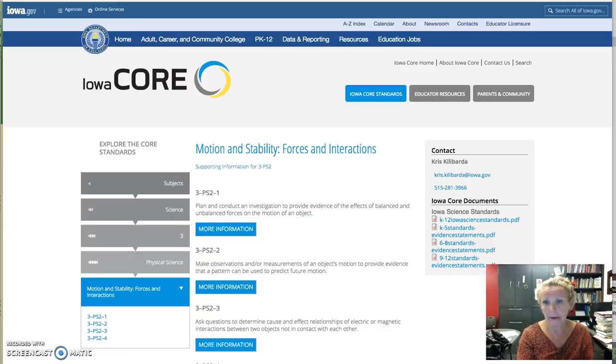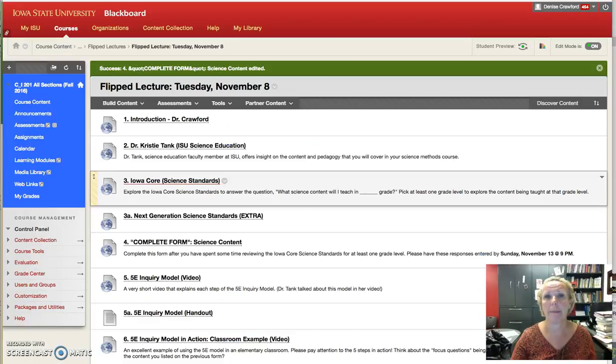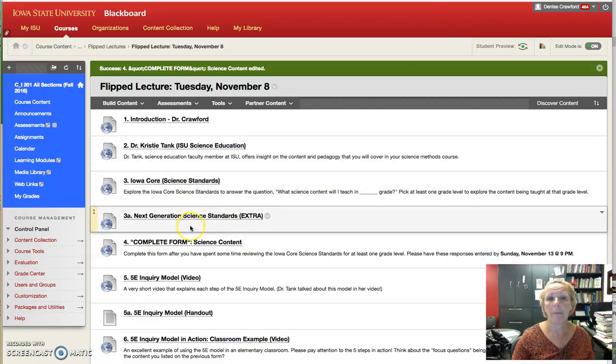Science, because of the Iowa Core and other efforts, is more articulated, and we want to be careful with that, okay? So keep that in mind. I put up the Next Generation Science Standards as an extra, if you just want to see how those compare with what the Iowa Core looks like. The Iowa Core probably is not as specific, so you just have that reference, and it's in other places in our Blackboard as well.